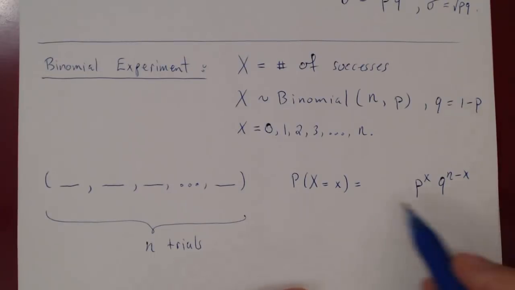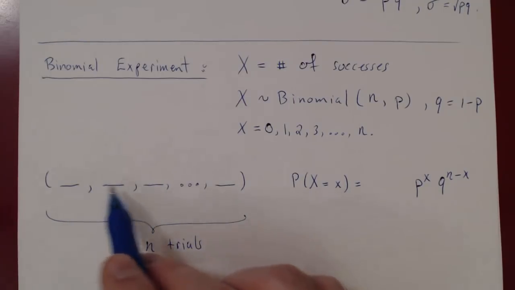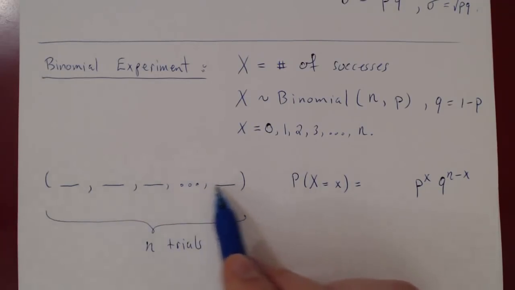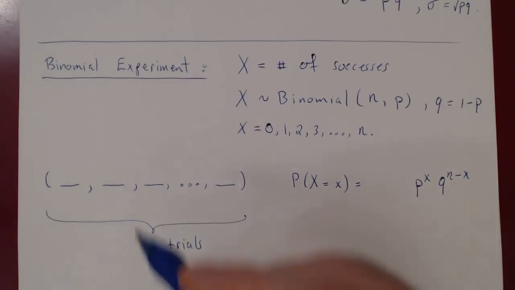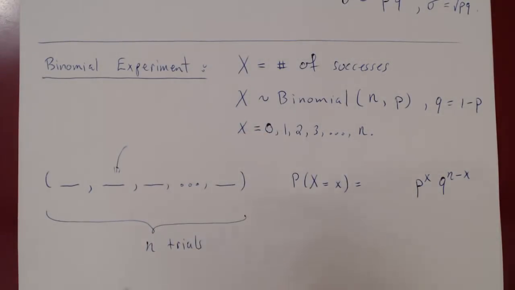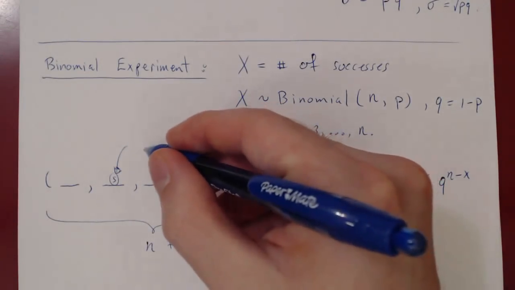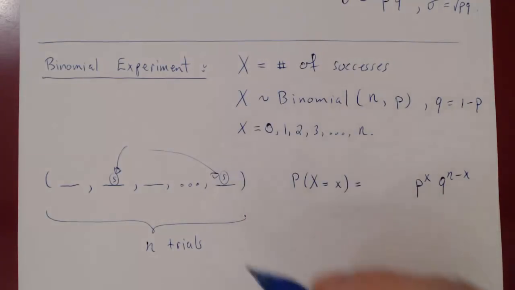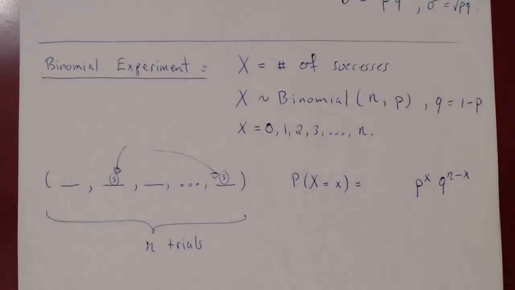And now the only question is, in how many different ways can we observe x successes? Suppose, say, we observed 2 successes, so x was equal to 2. Out of these n possible flips, trials, which ones are the successes? So for example, I could say the second flip was a success, and the very last flip was a success. Or I could have a success first and second, or first and third, or fourth and fifth, and so on.